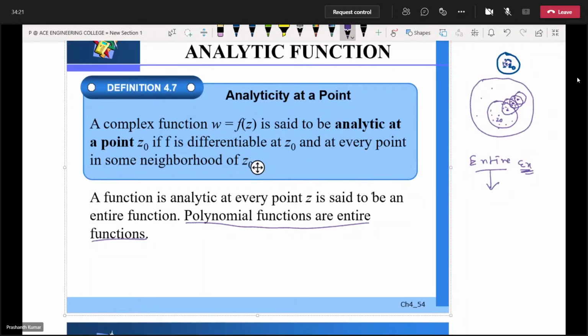But there is no change at all. It is differentiable. Analytic at a point means differentiable at a point, as we say in real analysis. Here it is analytic at a point. What is the meaning of analytic at a point? It is differentiable at that point.